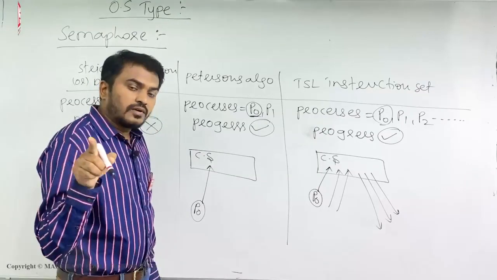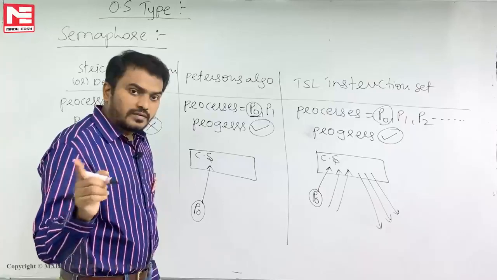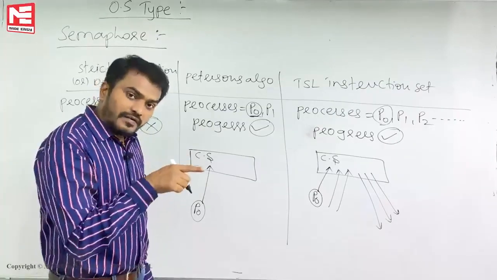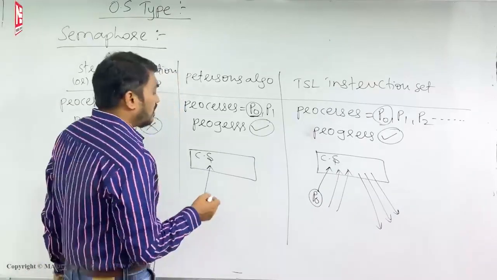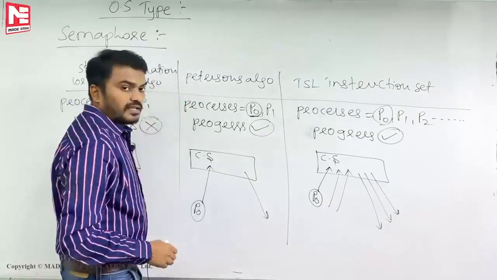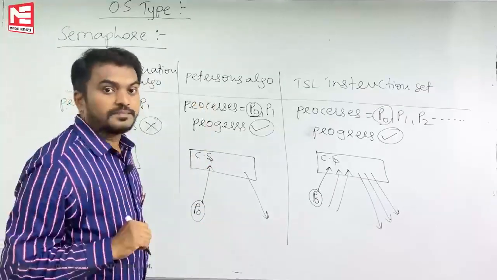Void enter_region, integer process, integer other equal to 1 minus process, interested[process] equal to true, turn equal to process, and run the whole while condition to bring P0 inside the CS. And then remove P0 from the critical section. What do you do? Set interested[process] to false. I am talking about Peterson's code.